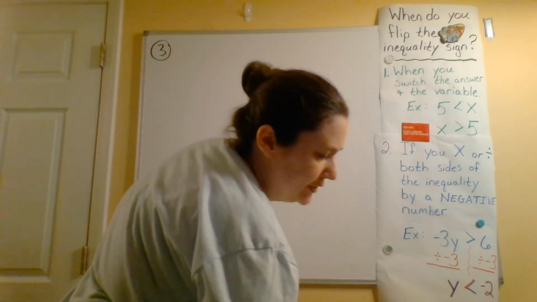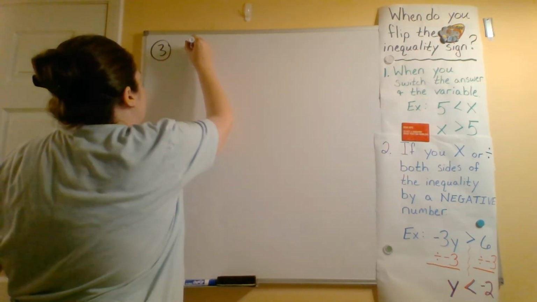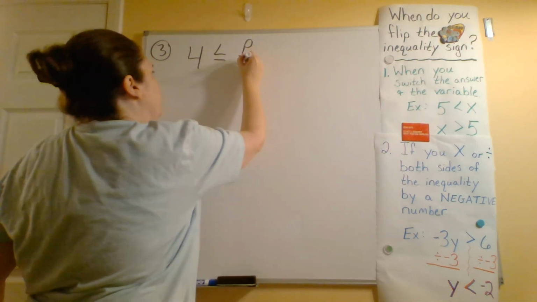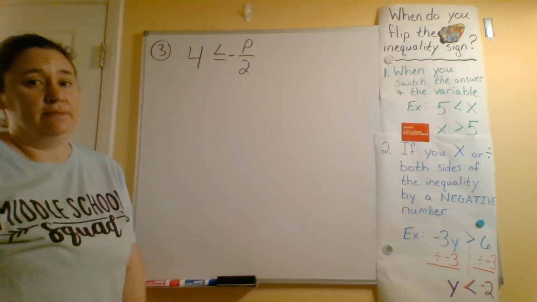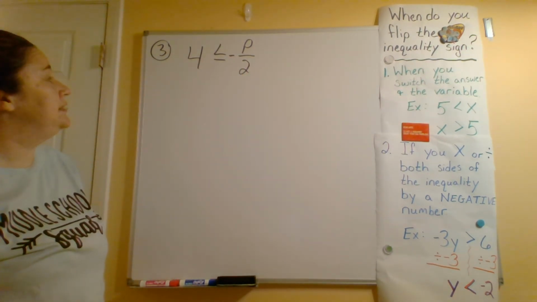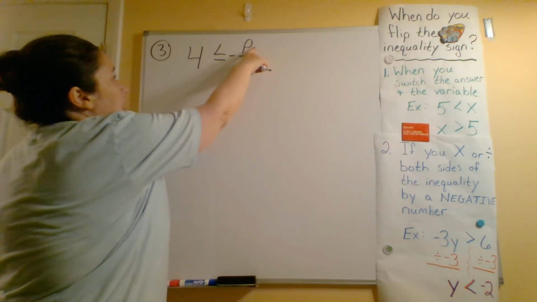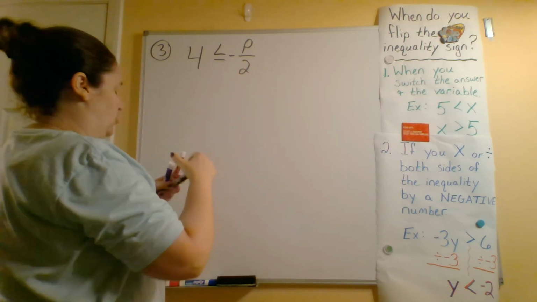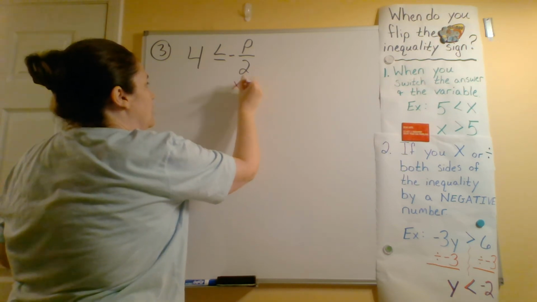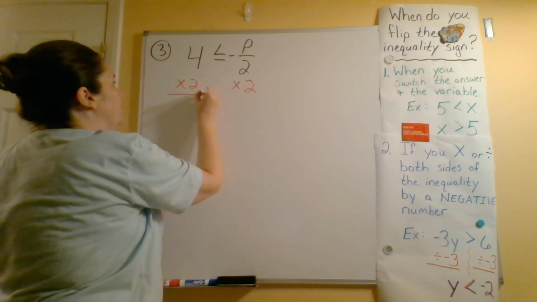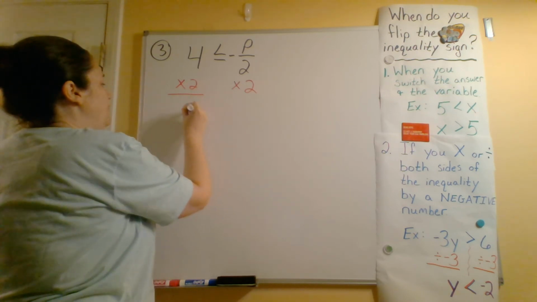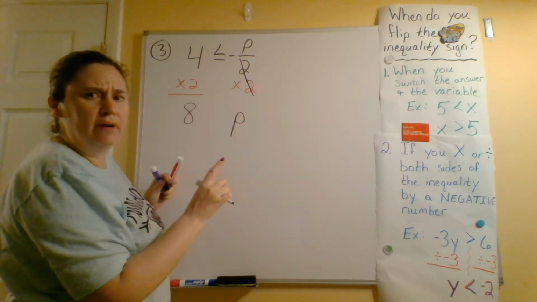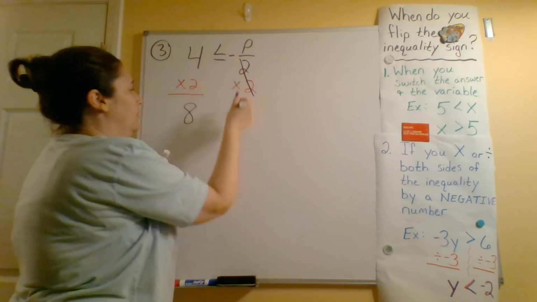Number 3 looks a little different. It has 4 is less than or equal to P on the top, 2 on the bottom, and a negative sign in front. Okay, let's start. P, it looks like P is being divided by 2 over here. So since P is being divided by 2, we're going to have to multiply both sides by 2, and you get 8 on the left. The 2's cross out. You have P on the right, but what else do you have on the right? You still have this negative sign on the right.